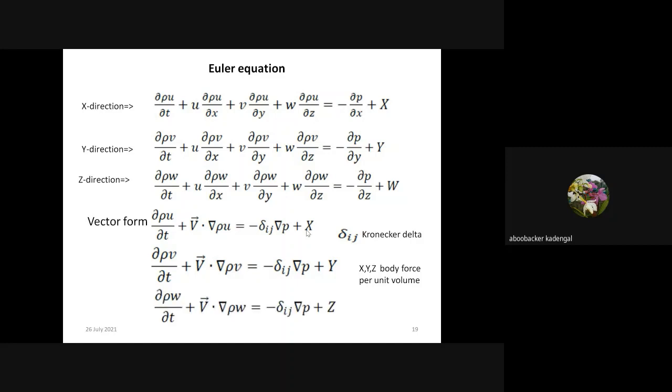These equations will be familiar to you. They are called the Euler equations, nothing but mass into acceleration equals net force. In force, there are two, one is surface force, another is the body force. All these equations are in terms of unit volume. If we take a small infinitesimal element of volume delta V, write the equations, and divide by delta V, we get these. So these are the equations per unit volume.